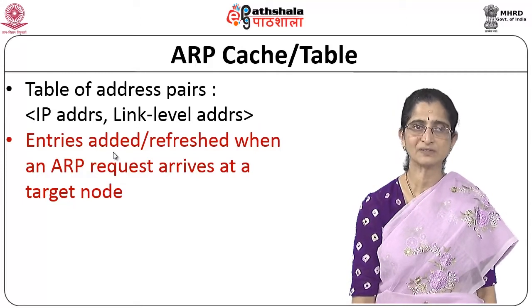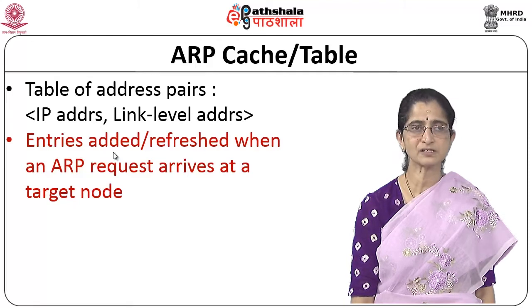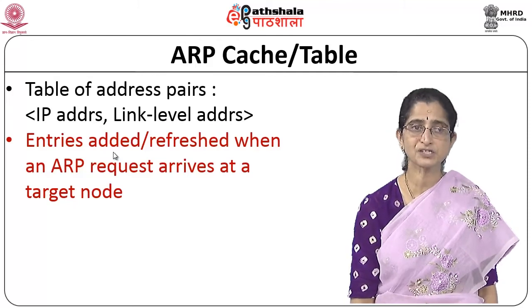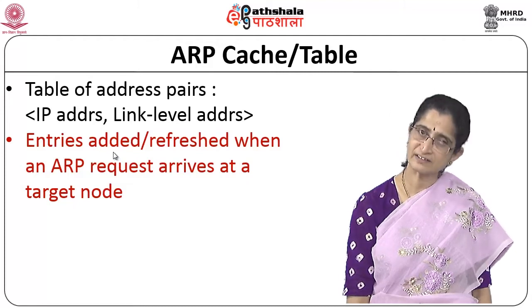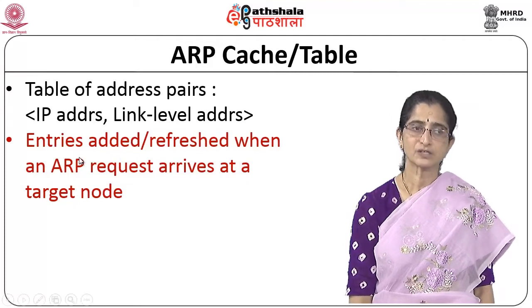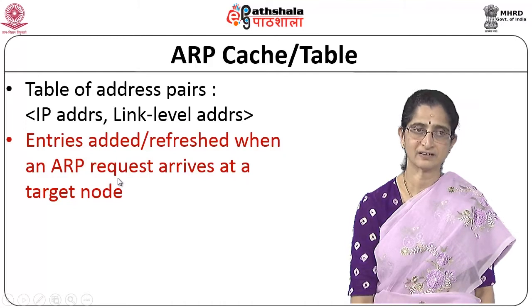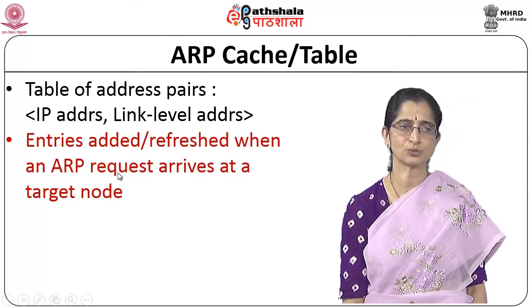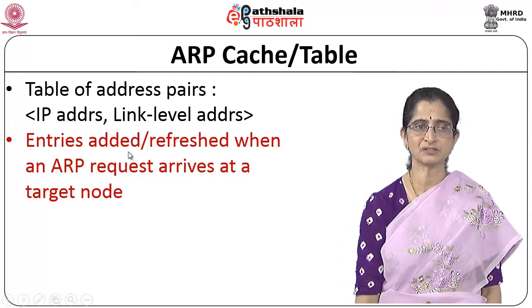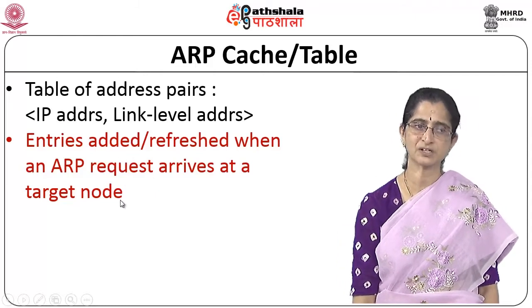The request will have the source's IP address and the source MAC address. So that information is useful mapping information which can be used by the target. The target will add that information into its cache. So every time it receives an ARP request from some particular source, it can add an entry corresponding to that information into its cache.